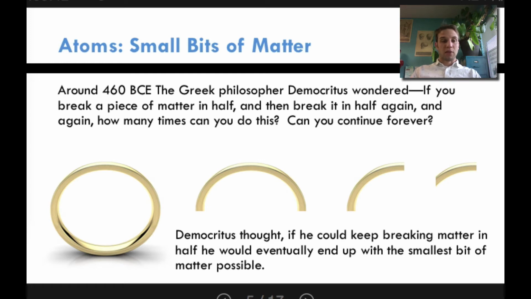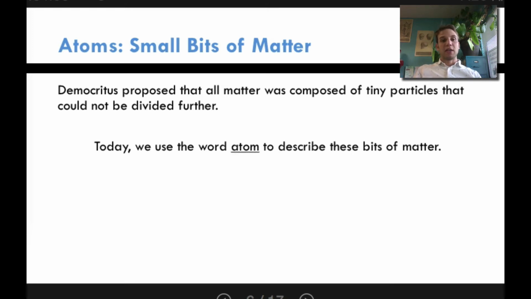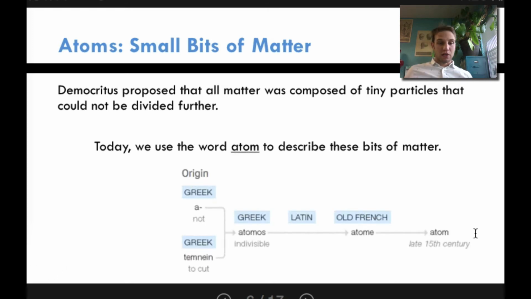Anyway, he thought if you could break this matter in half and in half and in half again, as I've done with this gold ring on here, that you'd eventually end up with the smallest bit of matter possible. Democritus predicted that eventually you would reach something that is uncuttable, and so came the word atomos, meaning indivisible. Oops, I got ahead of myself there. Here's the etymology of the word, Greek atomos, and that means not cuttable.